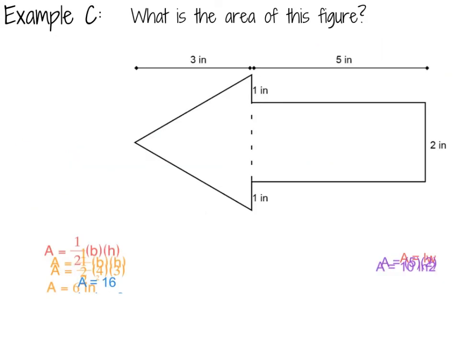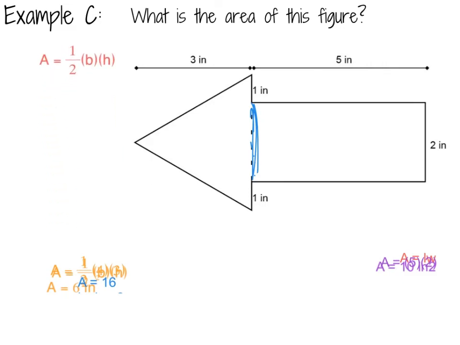So the last one here says, what is the area of this figure? And I have two things that I can clearly see. I can see a triangle and a rectangle. So I'm going to divide them into the triangle and the rectangle and find those two shapes. So I'm going to start with the triangle. I'm going to look at my area formula for a triangle. I know that's A equals 1/2 base times height.